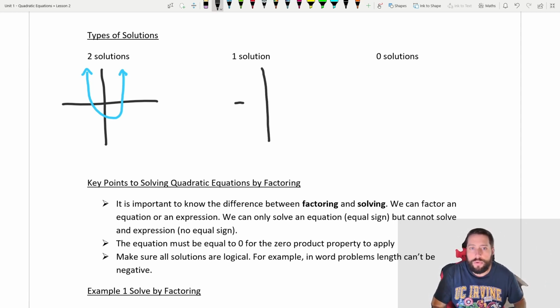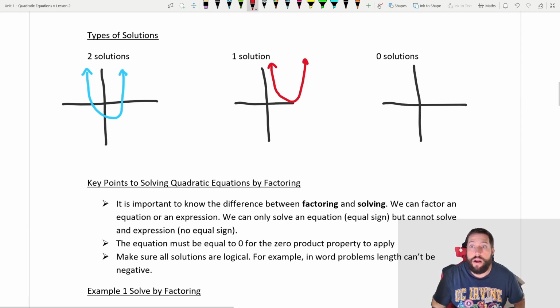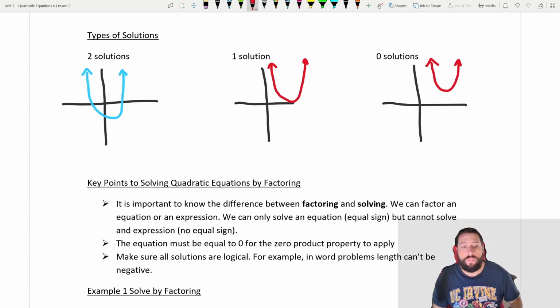But I'm just showing you that this is an example of where there are 2 possible solutions. Whereas one possible solution means it only touches the x-axis in one place. I'm going to say it's going to touch it in this place here. Okay? So that's one solution. Whereas no solutions means it does not cross the x-axis anywhere. So it can be something like this. Okay, so those are all different types of solutions that you could have for quadratic equations.